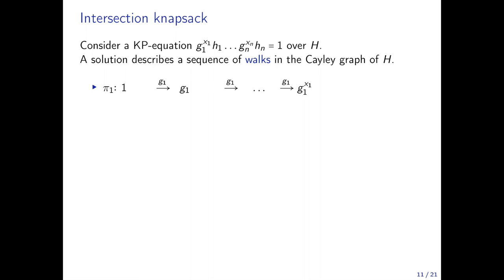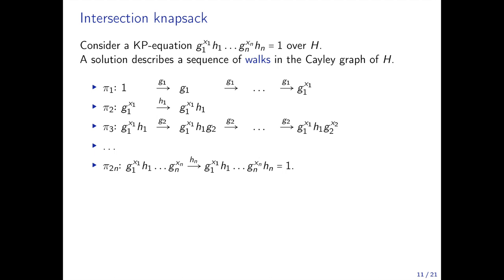This is the first walk. The second walk is obtained by prolonging the prefix even more. So we start in g1 to the x1 and multiply by h1. And then starting from that vertex, we multiply by the powers of g2. And so on and so forth, until in the end, we have evaluated the entire knapsack expression, and because it's a solution, we know that we will reach the element 1 again.